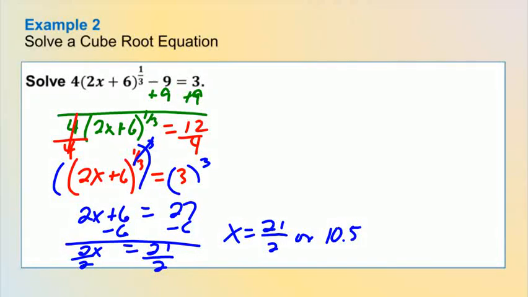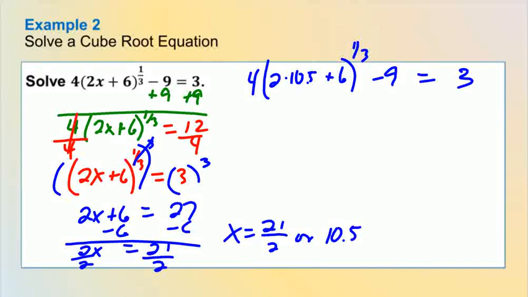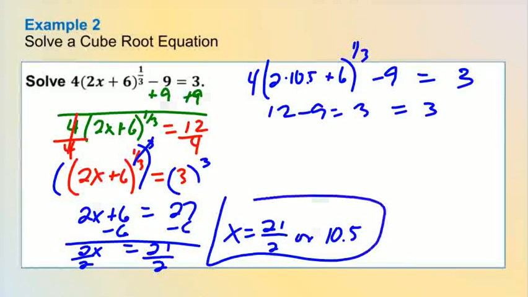Now to check this, plug that back in. So I have 4 times the third root of 2 times 10.5 plus 6, and then minus 9. This should equal 3. So 10.5 times 2 gives us 21, plus 6 gives us 27. The cube root of 27 is 3. 3 times 4 is 12. 12 minus 9 gives us 3, which does equal 3. So our answer is 21 halves, or 10.5.